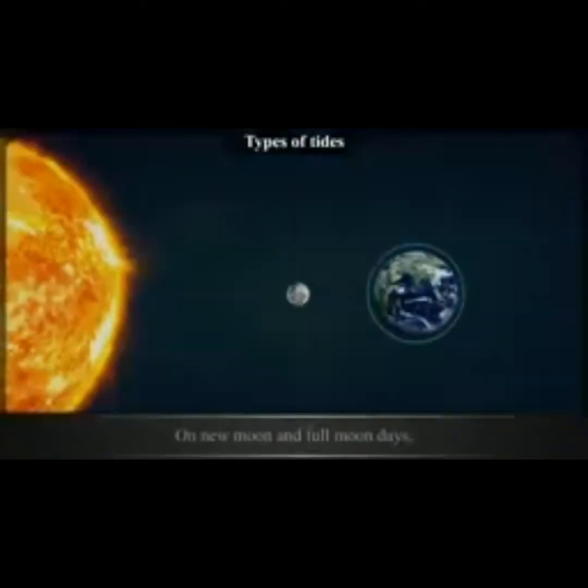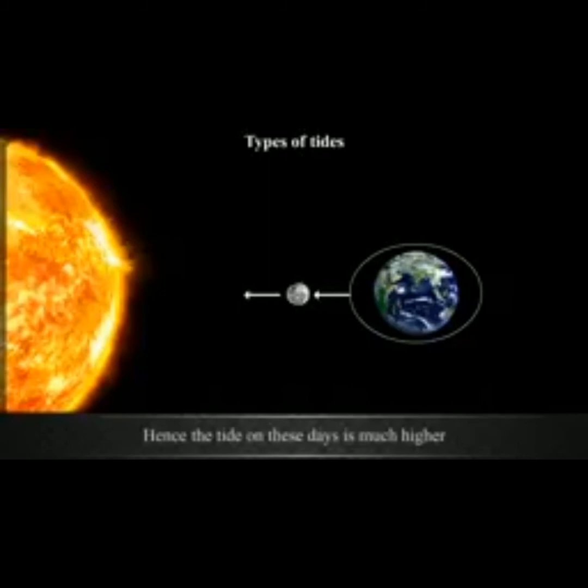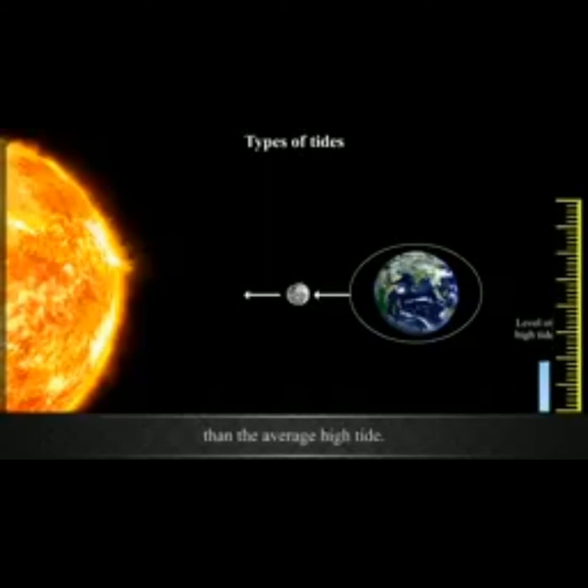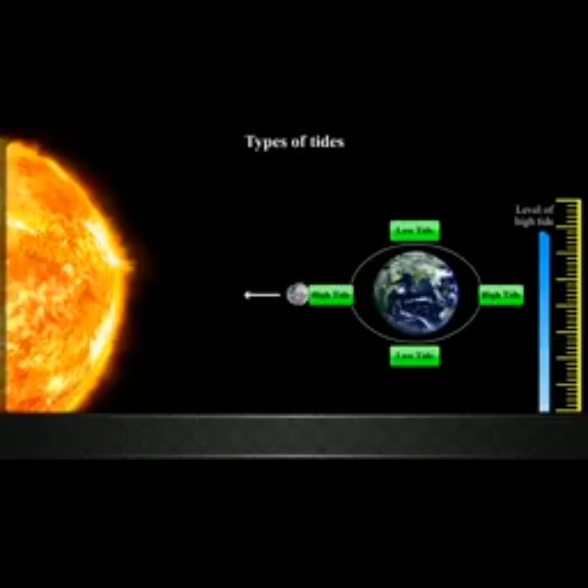Spring tide. On new moon and full moon days, the gravitational pull of the sun and the moon act in the same direction. Due to this, the total pull increases. Hence, the tide on these days is much higher than the average high tide. This is known as spring tide. As the bulge at the high tide is greater, the water at low tide recedes much more. The water level during spring tide is higher than the average high tides and lower than the average low.